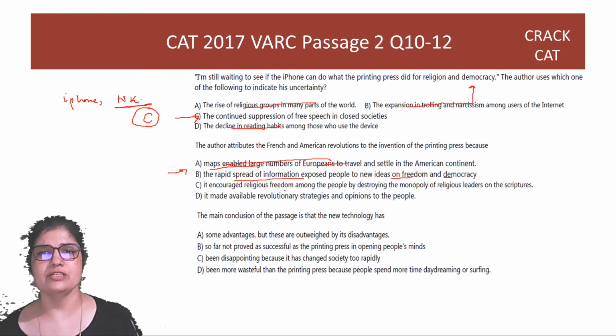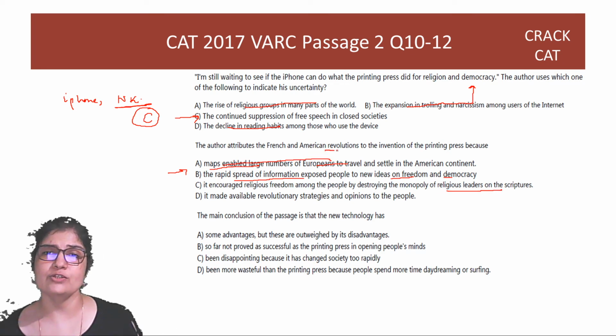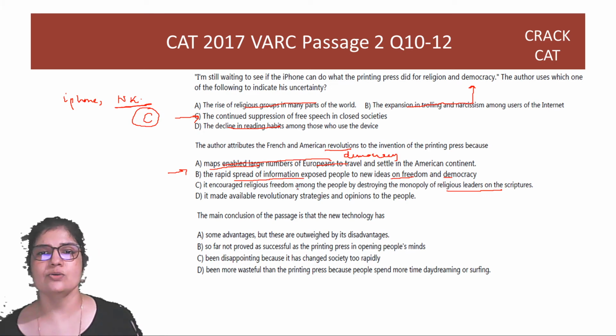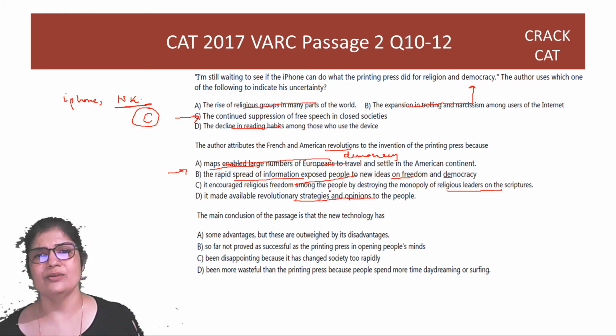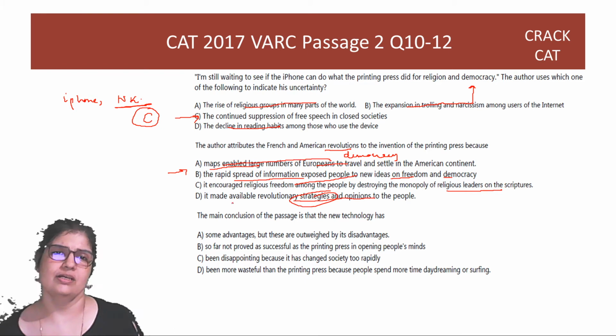It encouraged religious freedom among the people by destroying the monopoly of religious leaders on the scriptures. This revolution more has to do with democracy and politics. It doesn't have to do that much with religion, right? So C is wrong. It made available revolutionary strategies and opinions to the people. No, yeah, no strategy is spoken about. So the best option is option B.